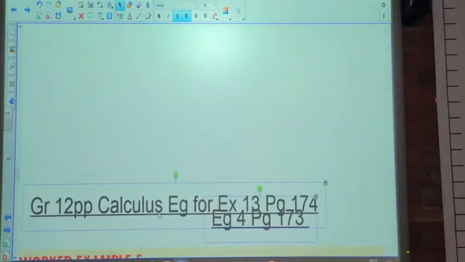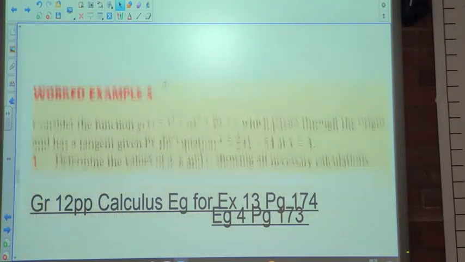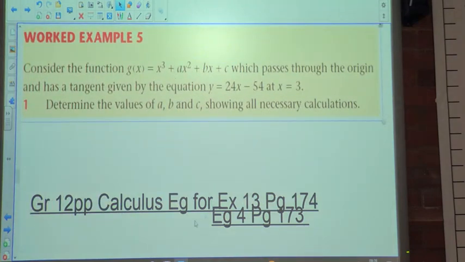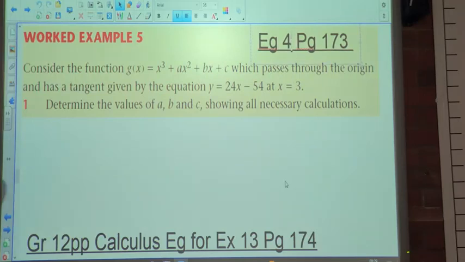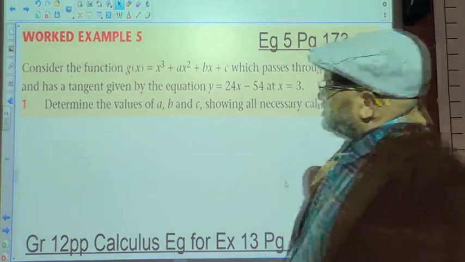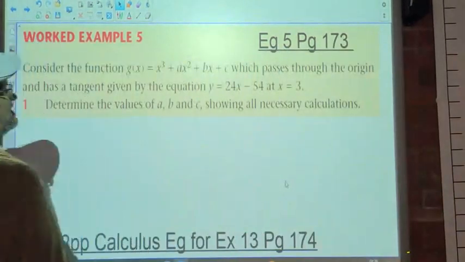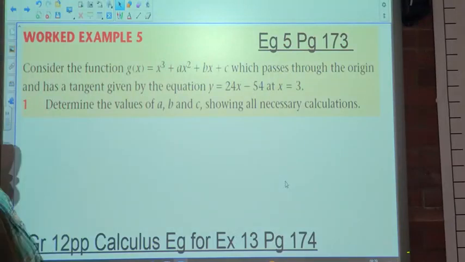Let's look at the last one. Example 5. Example 5 on page, same page, 173. So it says consider the function g of x equal to x cubed plus ax squared plus bx plus c, which passes through the origin. It has a tangent given by the equation y is equal to 24x minus 54 at x equal to 3. Determine the value of a, b, and c, showing all necessary calculations.